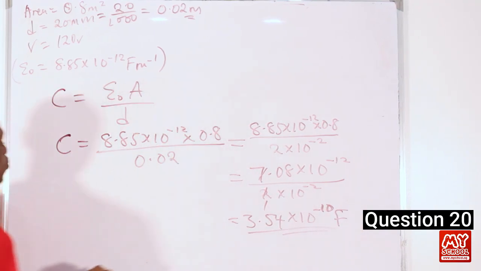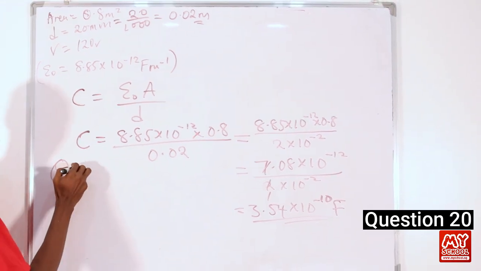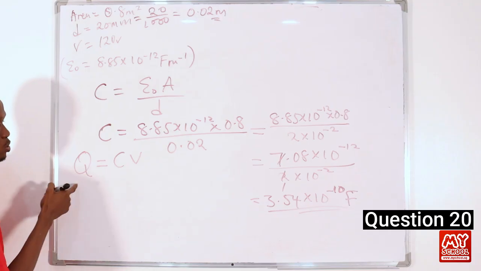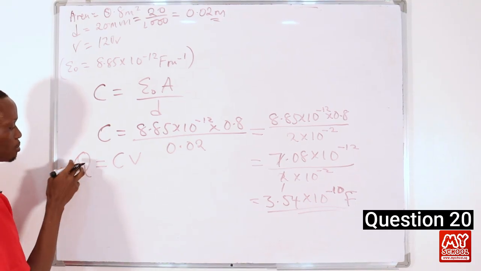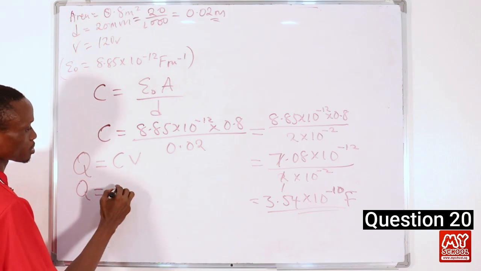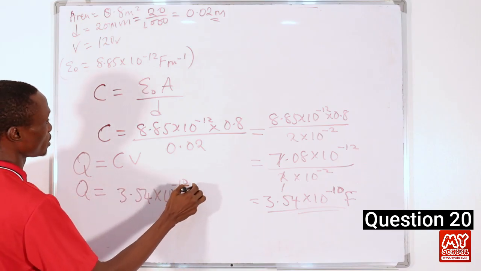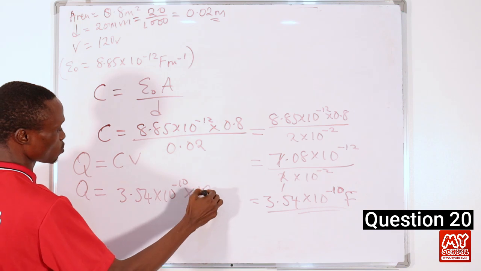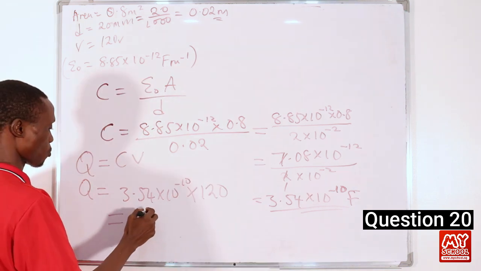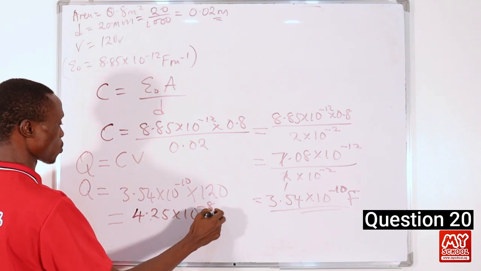But we are asked to calculate the charge on each plate, and we know that the quantity of charge Q is related to capacitance by Q equals CV. So we just substitute our values to get the value of Q. Q is now, C is 3.54 times 10 raised to the power minus 10, times 120, which is the given voltage. And this will be equal to 4.25 times 10 raised to the power minus 8 coulomb.